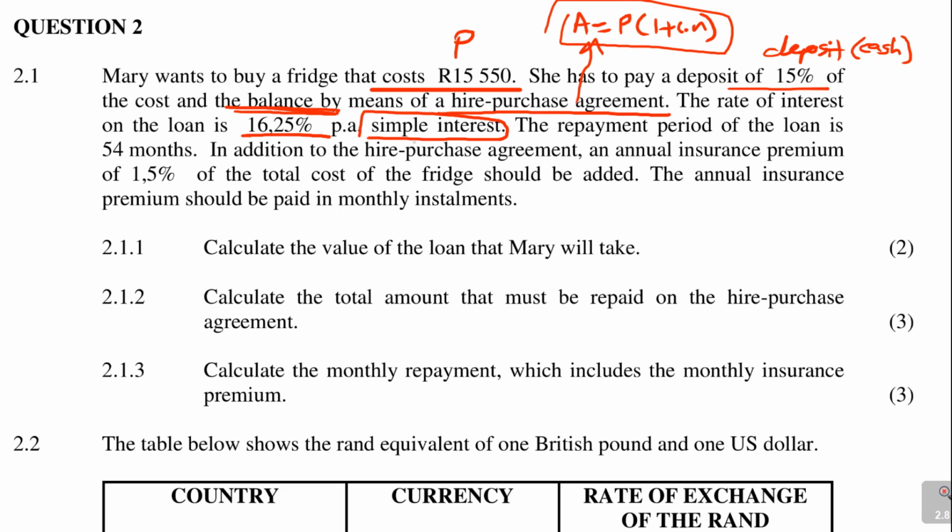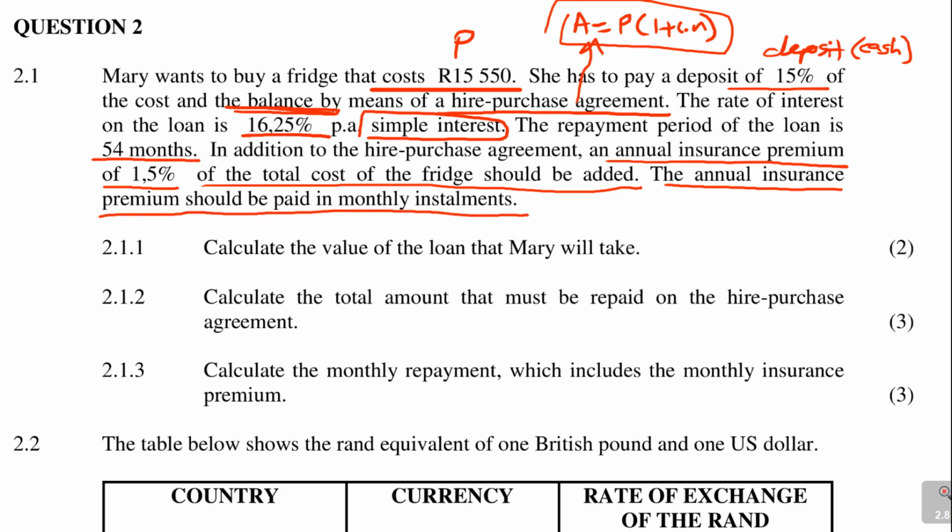The repayment period of the loan is 54 months. You need to convert months to years. In addition to the hire purchase agreement, pay attention now. That is where they add extra few things just to take you off, so that you might make errors. They're saying in addition to the hire purchase agreement, an annual insurance premium of 1.5% of the total cost of the fridge should be added. Interesting. The annual insurance premium should be paid in monthly installments.